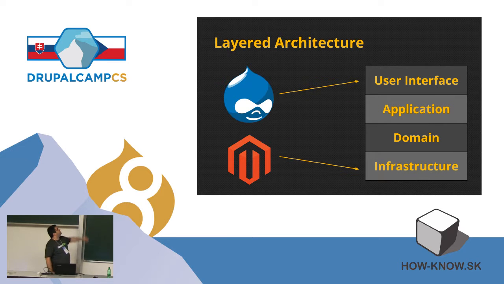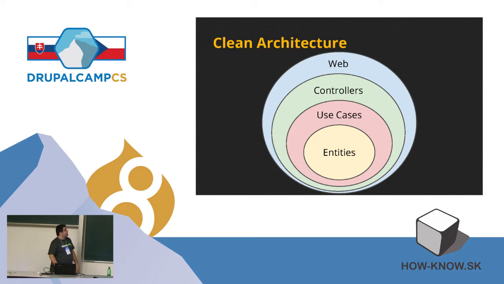So for us, roughly, it was like that. In a typical Symfony application, the user interface is something you output to the browser. Infrastructure is probably the database. In our application, Drupal was the one presenting to the user, and Magento was our infrastructure from where we were taking data.